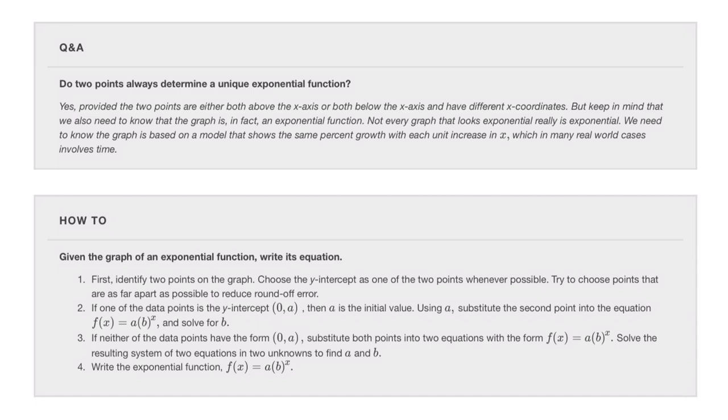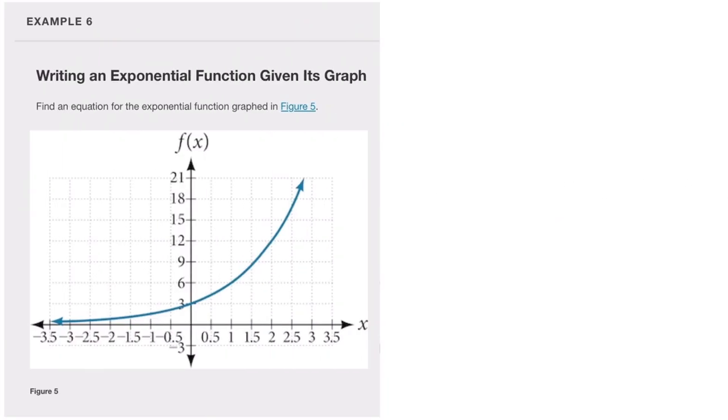Given the graph of an exponential function, how to write its equation? It's kind of a repeat of what we were just doing. You can find 2 points on the graph, and once you find 2 points on the graph, it's kind of a repeat of what we just did before. So find an equation for this exponential function.